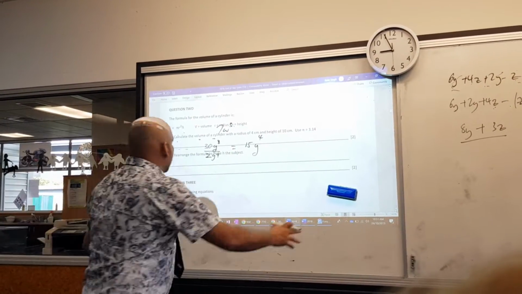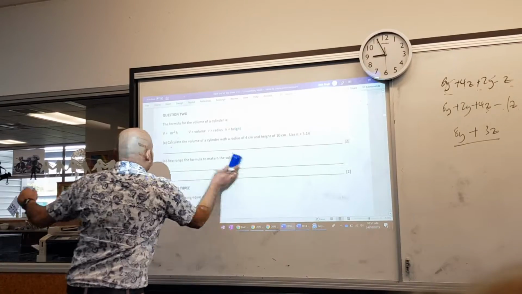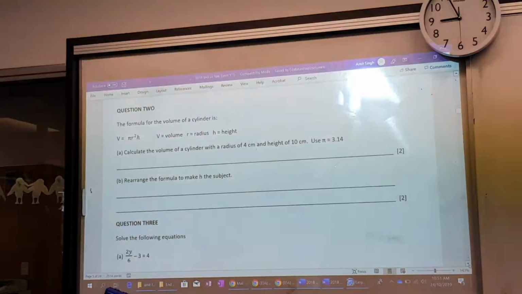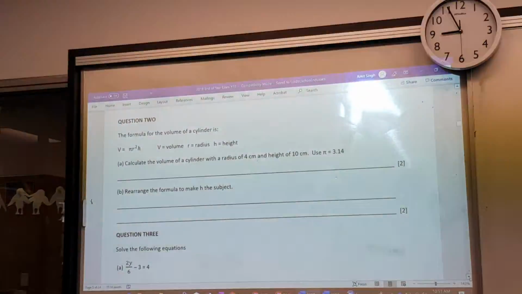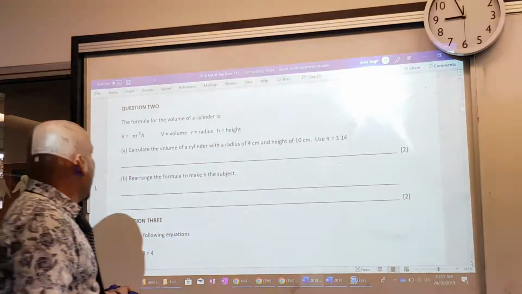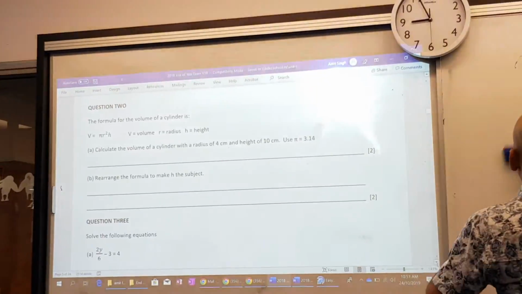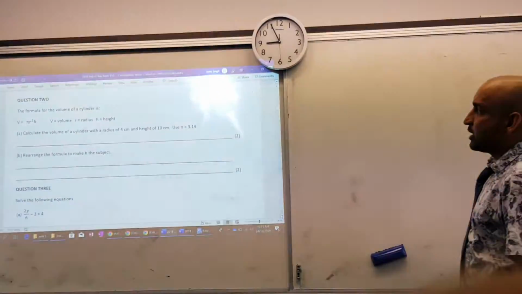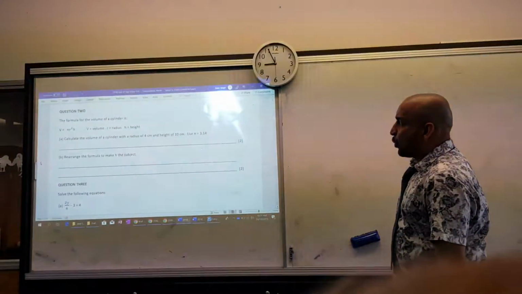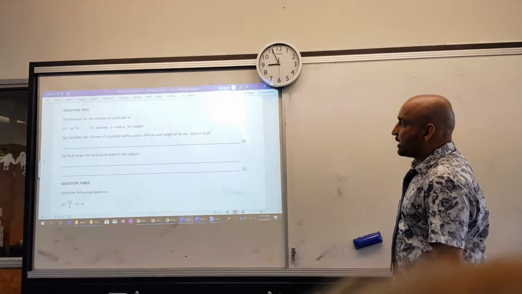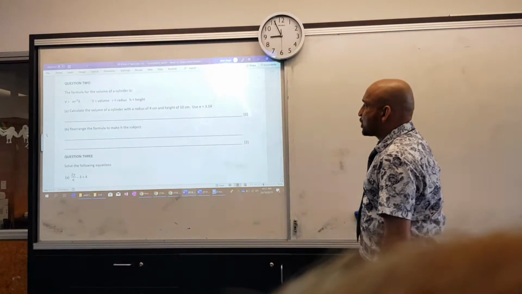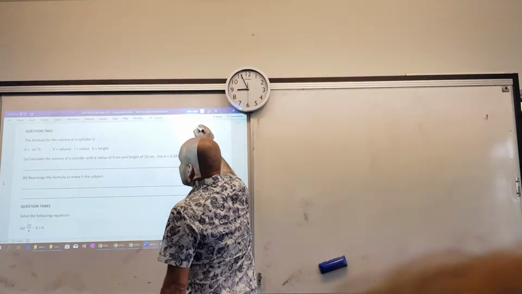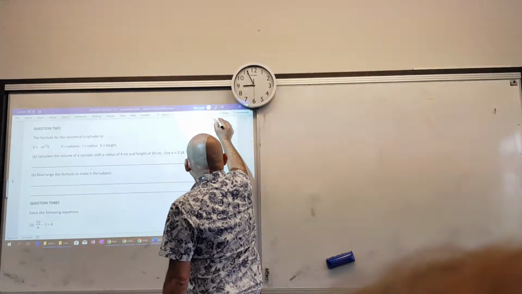This is a test for subject of formulas, guys. It says, question 2, the formula for the volume of a cylinder is V equals pi r squared height, where V is the volume, R is the radius, H is the height. Calculate the volume of the cylinder with a radius of 4 cm and the height of 10 cm. Use pi 3.14. So volume is equals to pi r squared height.